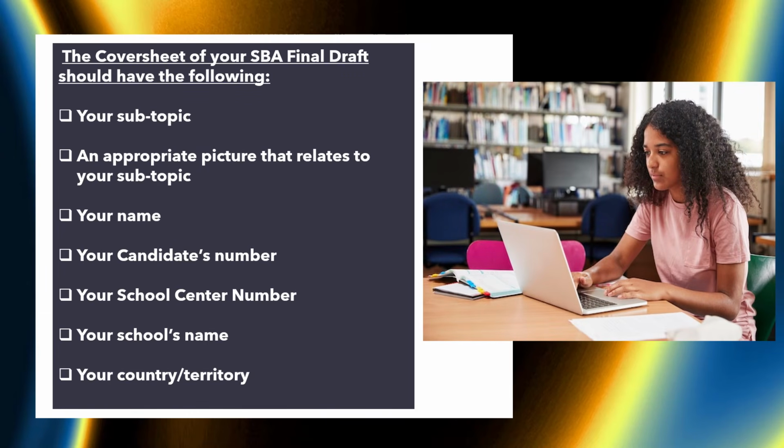The cover sheet of your SBA, your English SBA final draft, should have the following: 1. Your subtopic. 2. An appropriate picture or image that relates to your subtopic. 3. Your name. 4. Your candidate's number, which is usually given or provided to you by CXC. Your school's center number, your school's name, and your country or territory.